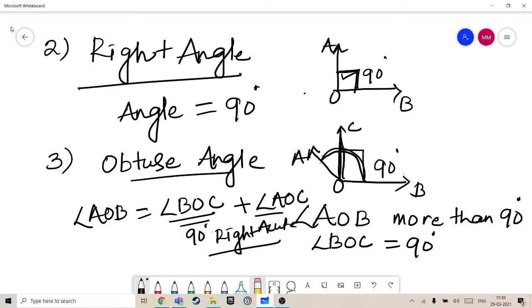Then AOB here is obtuse angle. Obtuse angle is formed with the combination of right angle and the acute angle. BOC is right angle that is 90 degree and AOC is acute angle that is less than 90 degree. And AOB is obtuse angle that is more than 90 degree.